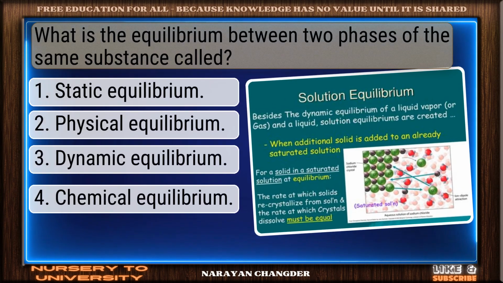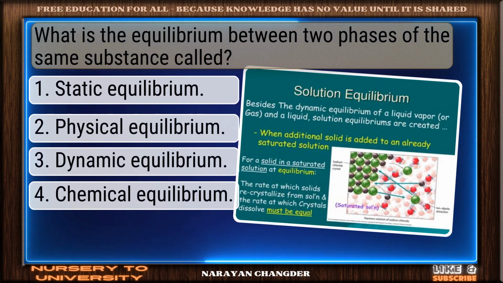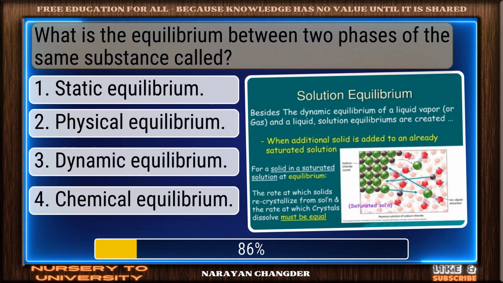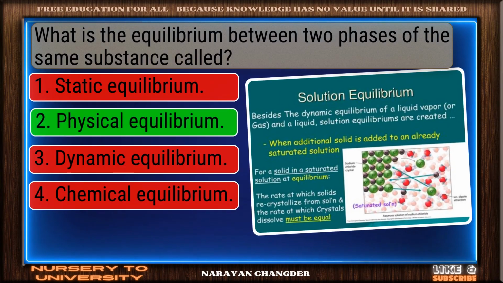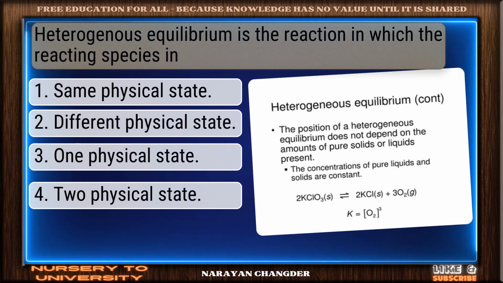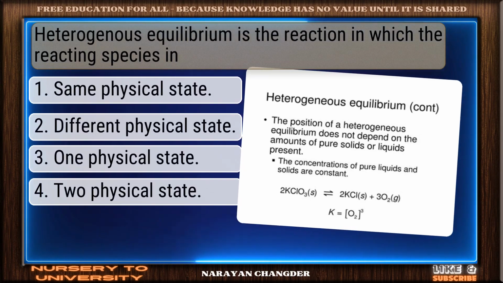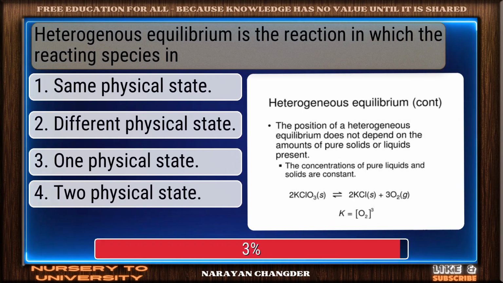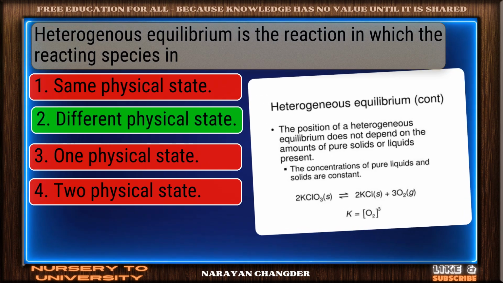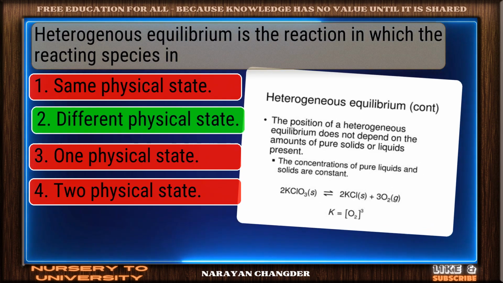What is the equilibrium between two phases of the same substance called? You got it. Your choice, physical equilibrium, is right. Heterogeneous equilibrium is the reaction in which the reacting species are in... Well picked. Different physical state is the correct answer.